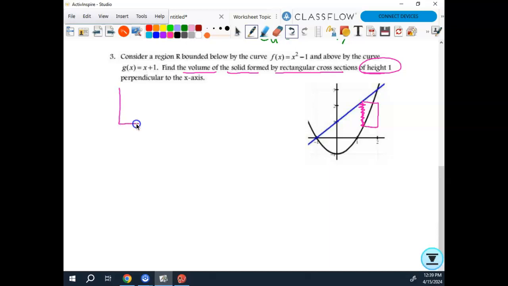So here's my rectangle. I know for a rectangle, area equals base times height. Right? Your height equals 1, and your base equals, once again, g of x minus f of x, because it's just a difference in the y values.